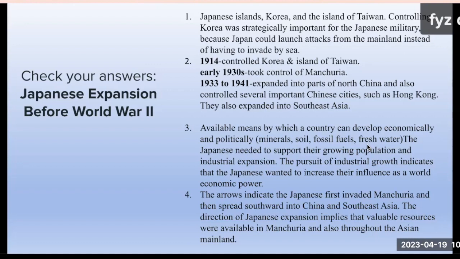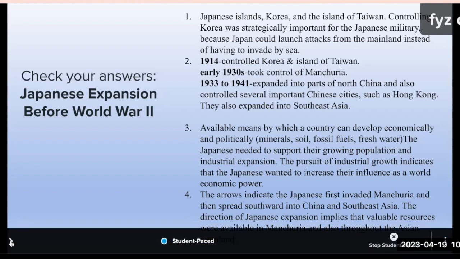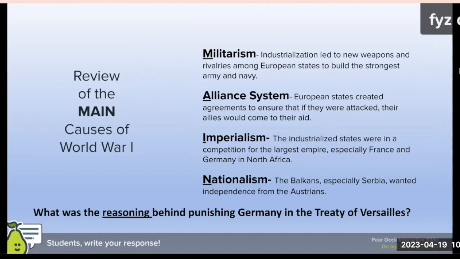So just a quick recap of some information that we had already gone over with some introduction of new information about World War I before we get into the interwar years. So in that vein, let's go ahead and review the main causes of World War I. Okay, now in the text box, you'll answer the question of what was the reasoning behind punishing Germany in the Treaty of Versailles.